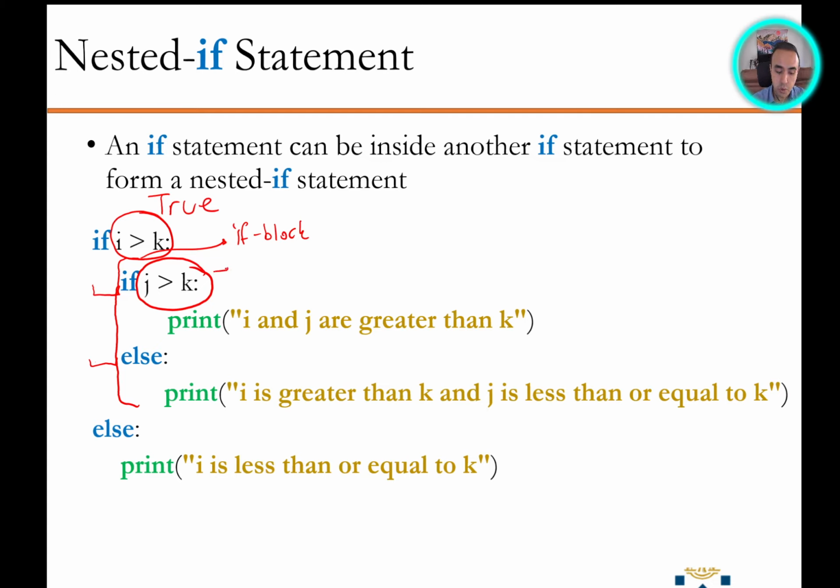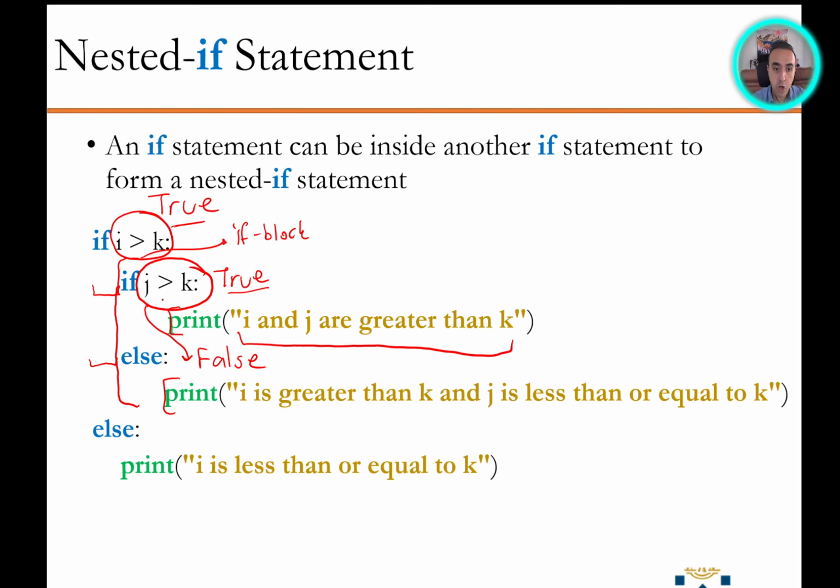If that's also true, then we print "I and j are greater than k," because we know that is true. I is greater than j, and now j is also greater than k. I is greater than k, and j is greater than k. So if this is false, then we are in the else block right here, but only here. So we don't go down below.